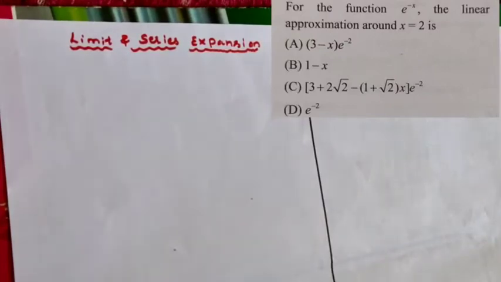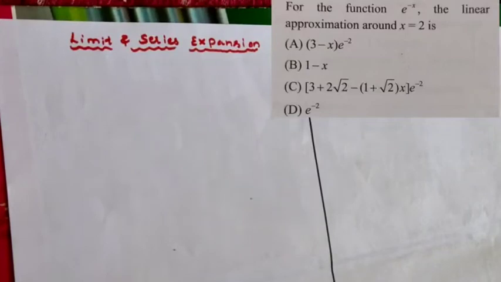The first question is: for the function e power of minus x, the linear approximation around x equal to 2 is, given four options. Option A is (3 minus x) e power of minus 2, option B is 1 minus x, option C is (3 plus 2 root 2 minus (1 plus root 2) x) into e power of minus 2, and option D is e power of minus 2. This is the problem asked in IIT Kanpur 2017.